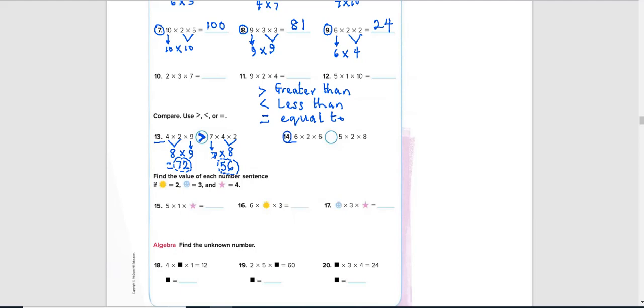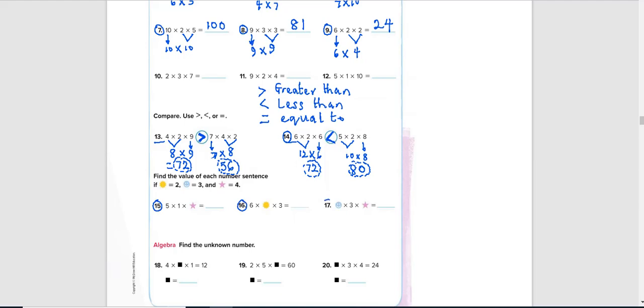That is greater. So the symbol here is greater than. Alright, try number 14. 6 times 2, 12. I bring the 6 down. 12 multiplied by 6, that is 12 in 6 places, will give you 72. Next, 5 times 2 is 10. Bring 8 down. 10 times 8 is 80. 72 is smaller, is less than 80. So the symbol here is less than. Very well.